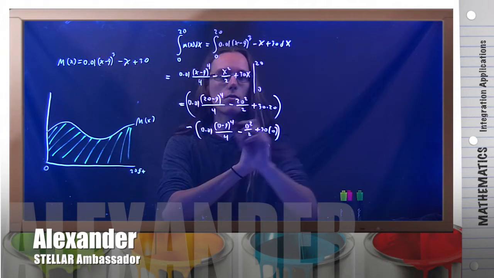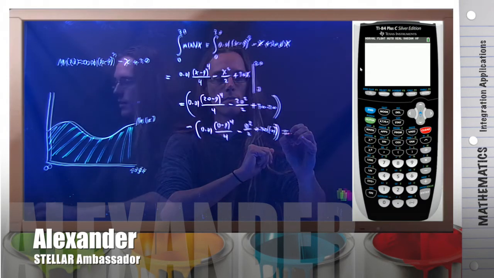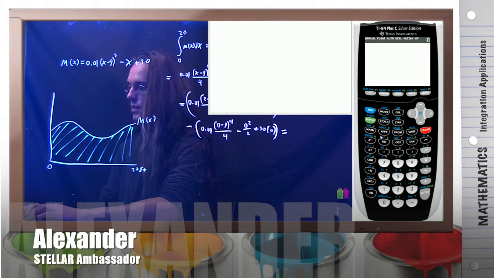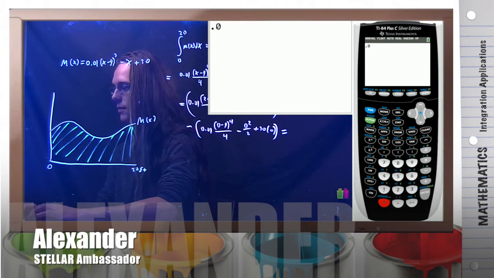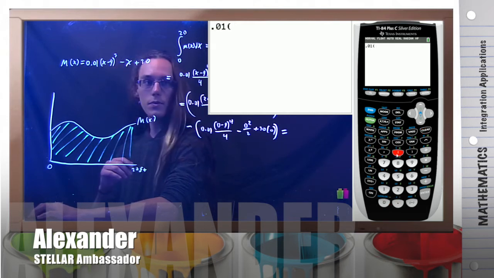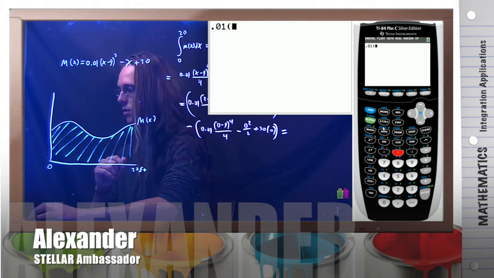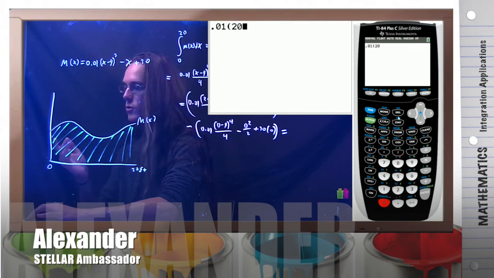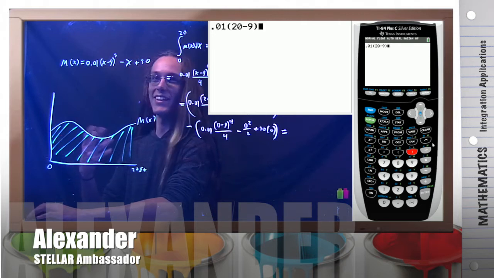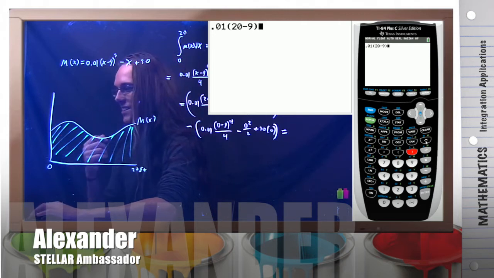Okay, at this point I'm going to throw this in the calculator. All right, so let's plug this in. This is going to be 0.01 times 20 minus 9. Now, of course, you could do that first, whatever 20 minus 9 is, which would be 11. But I'm just throwing this in as is.